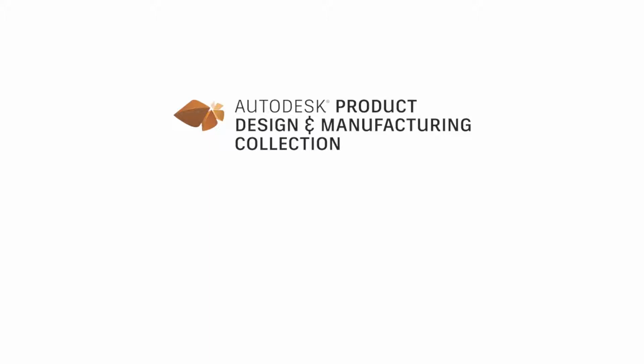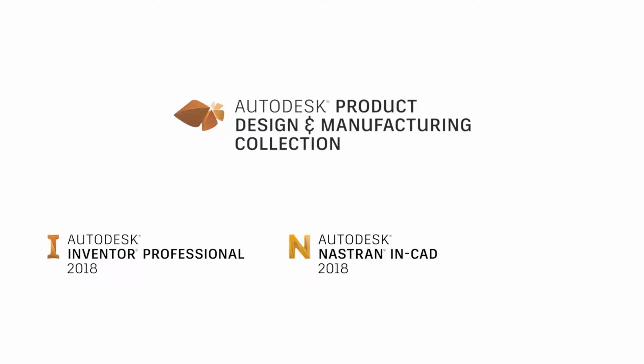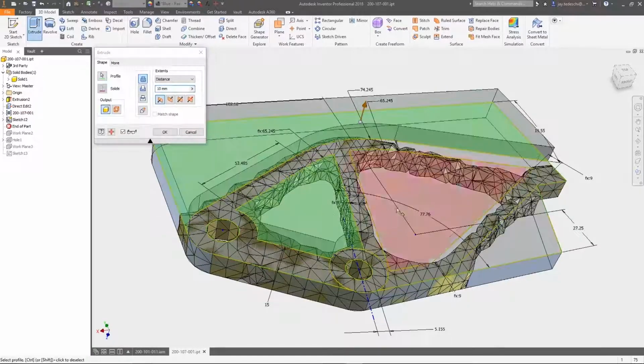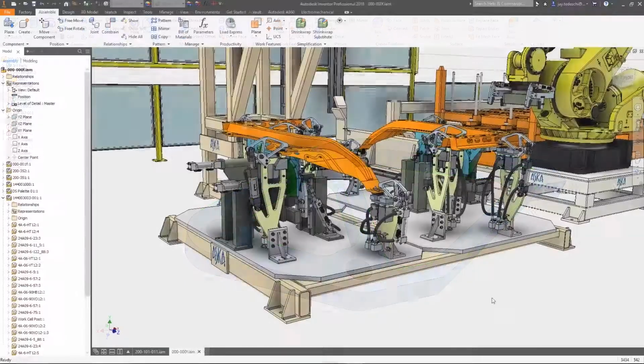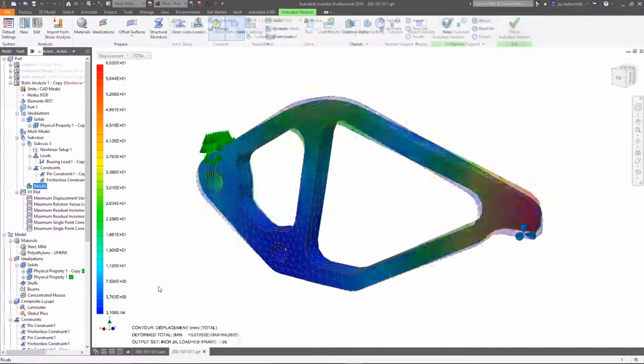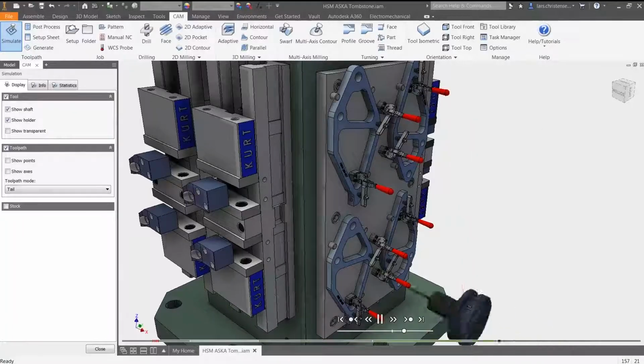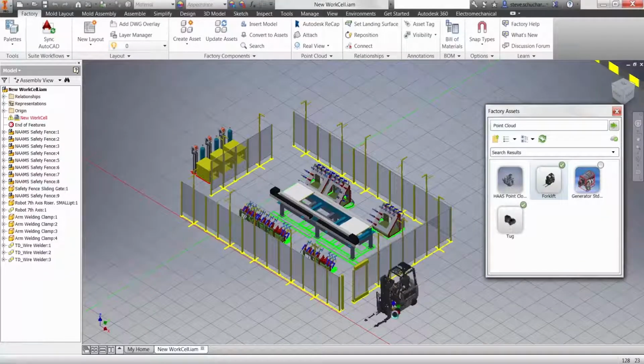We've taken the tools trusted by millions of engineers worldwide like Inventor, Autodesk Nastran, and HSM and package them together so that they can be accessed by everyone on your engineering and manufacturing teams, connecting them with a common application and data model. Design and engineering, advanced simulation, 2.5 to 5 axis CAM, and factory planning are all in Canvas workflows directly inside of the Inventor application.